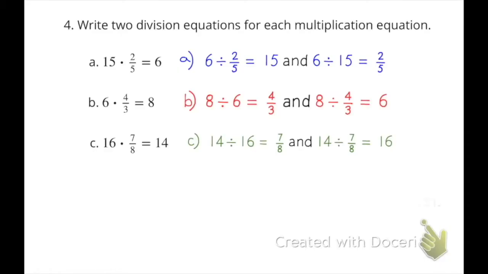B. 6 times 4/3 equals 8. That can be written as 8 divided by 6 equals 4/3, and 8 divided by 4/3 equals 6. C. 16 times 7/8 equals 14. That could be written as 14 divided by 16 equals 7/8, and 14 divided by 7/8 equals 16.